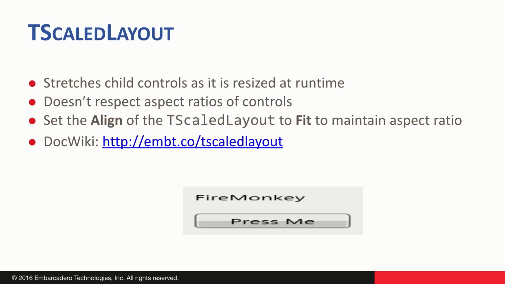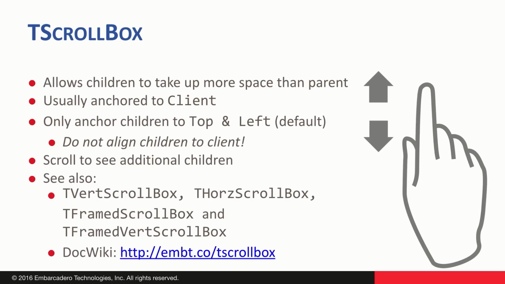Now, if you set the alignment of the TScaledLayout to fit, then the scaled layout will maintain its aspect ratio, so it won't ever distort it, right? So if you only stretch it up and down, then you'll have some space at the top and bottoms. But as soon as you start stretching right and left as well, then it will expand to fill that out. So you can either have it stretched like you see there, that text is really stretched horizontally. That's without setting it to fit, or you can set it to fit, and it'll always maintain the aspect ratio as it stretches.